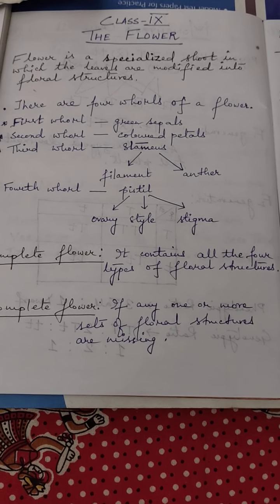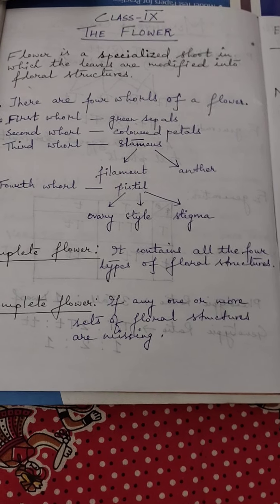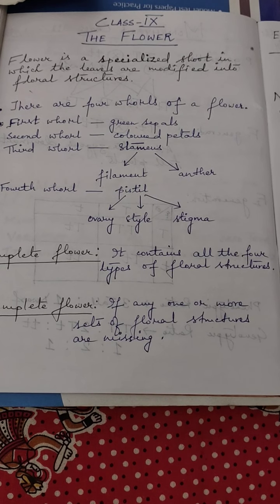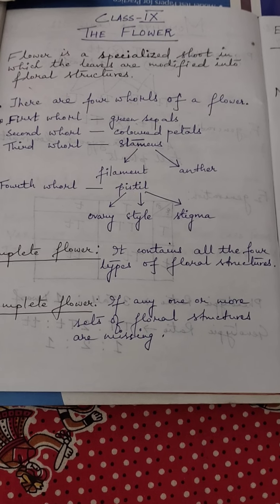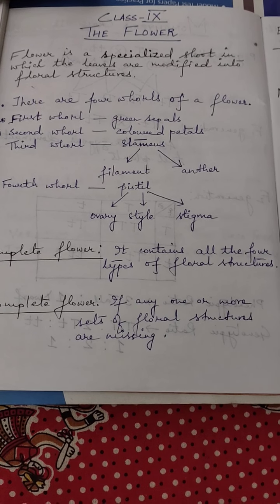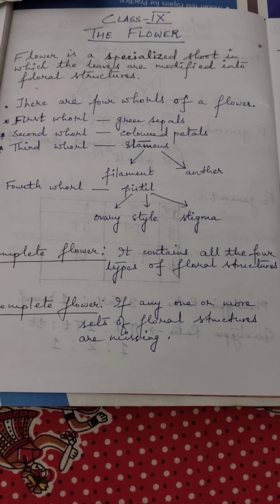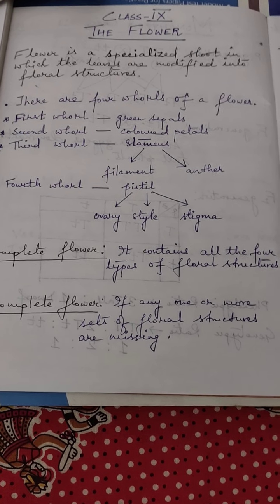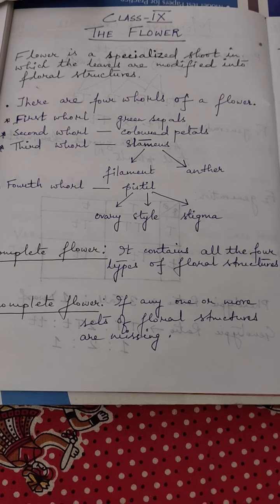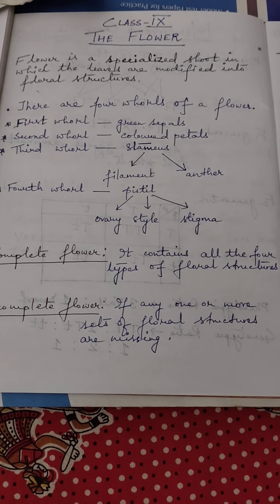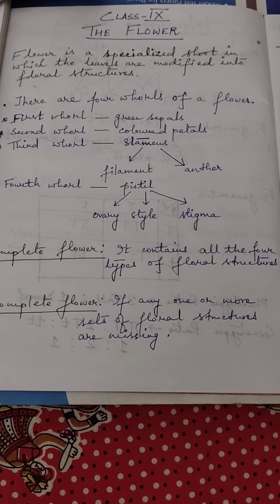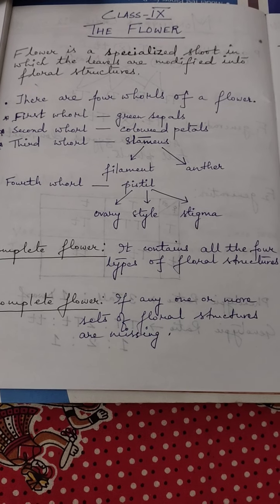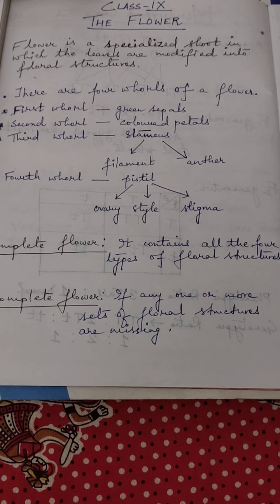Now, there are 4 whorls of a flower. We all have seen lots of flowers around us, but I think we have not observed so minutely ever. So now when you see a flower next time, you will get to see there are 4 whorls, or 4 layers, of a flower. First whorl are the green sepals, which we collectively call calyx. The second whorl or the second layer are the colored petals, which we collectively call corolla.